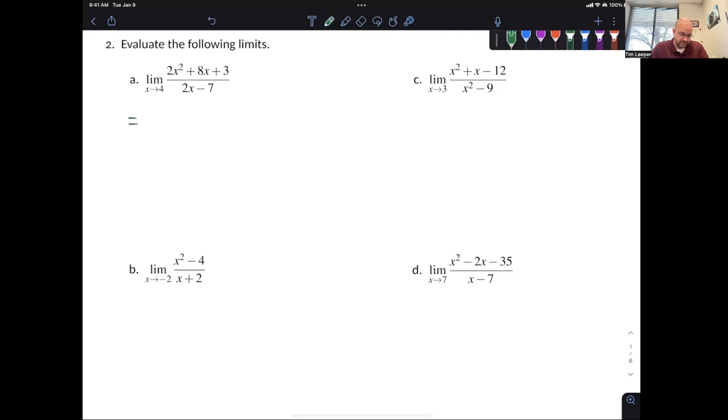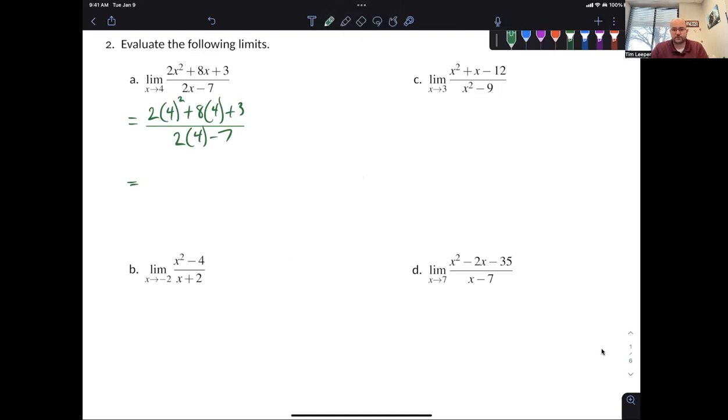So whenever I plug this in, this is going to give me 2 parentheses 4 close parentheses squared plus 8 parentheses 4 close parentheses plus 3, and then all over 2 parentheses 4 close parentheses minus 7. And now we just need to type that in. And let me go ahead and show you the easy way of typing it in.